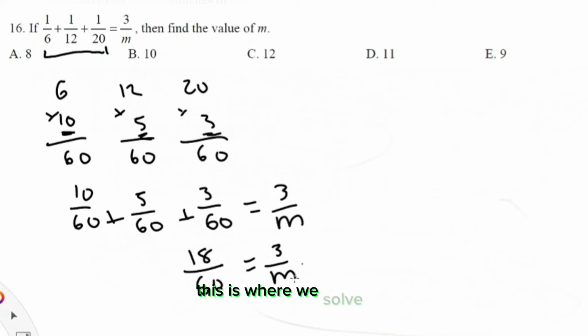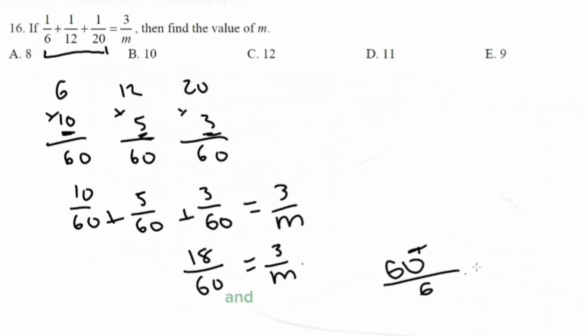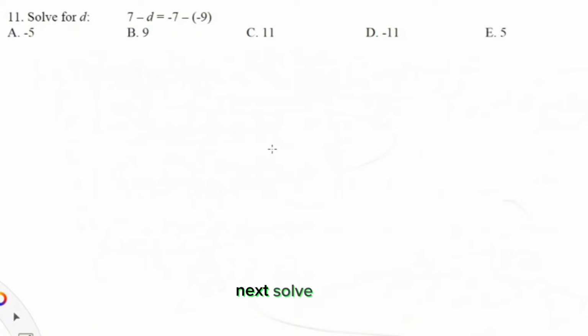Now this is where we solve the hardest part. So 18 to 3, how do we get from there? Well, 18 divided by 6 is equal to 3. So if you do the same to the denominator, 60 divided by 6, that equals 10, and that's your answer.